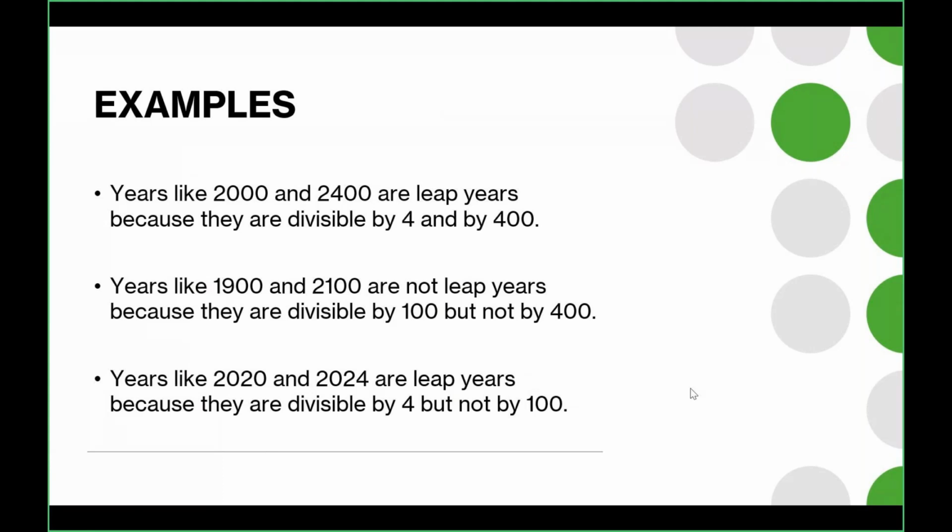So he mentioned, see here, years like 2000 and 2400 are leap years. Years like 1900 and 2100 are not leap years, right? So are you clear, guys? Yes.